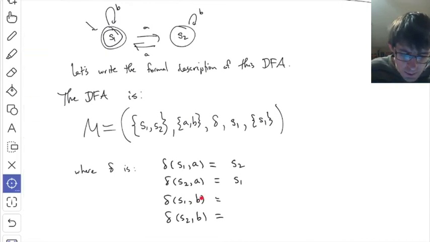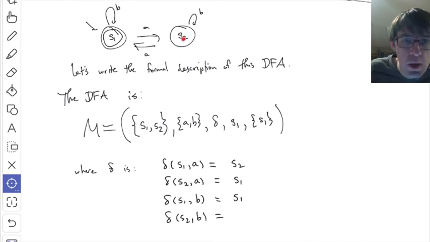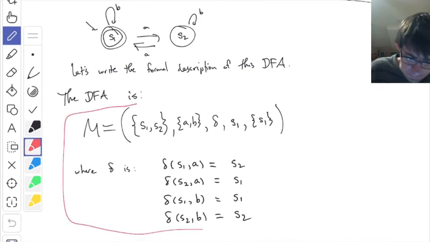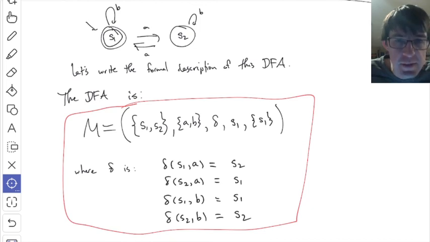Delta of S1 and B means from here, when I do B, it goes back to S1. So this is S1. And then delta of S2 and B means from here, you do a B, you go back to S2. So this is S2. All right? And this is the complete description of that DFA right there. So according to folks like Turing or whatever, this is the true DFA. This diagram here is a helpful way to draw a picture of the DFA, but that's not really what the DFA is. What it is is this right here.